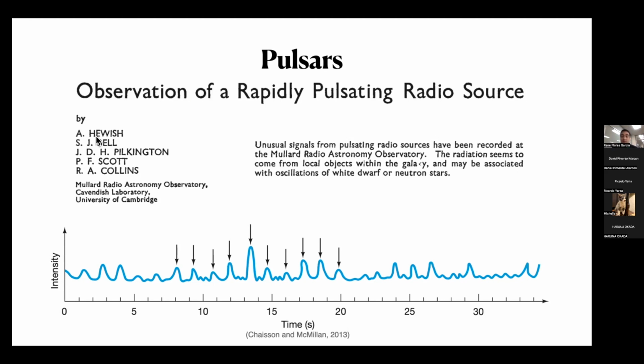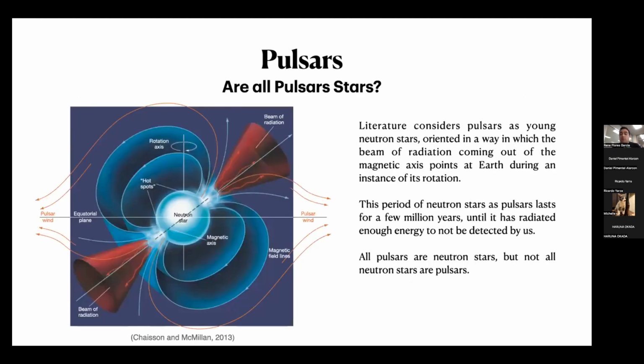It was a Nobel Prize in physics. So what's up with pulsars and neutron stars? Are all pulsars neutron stars? And the answer is yes, but not all neutron stars are pulsars. I want to tell you why.